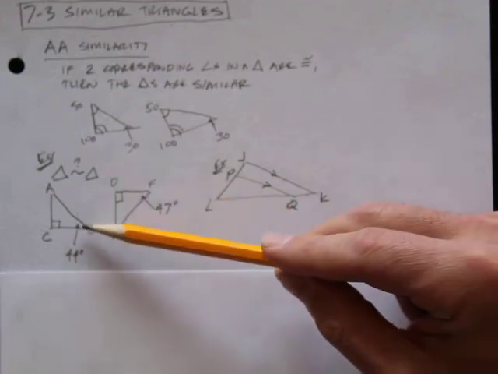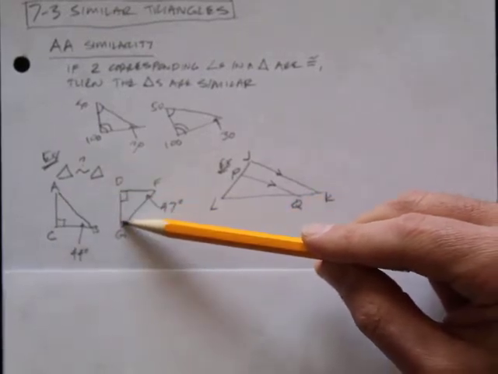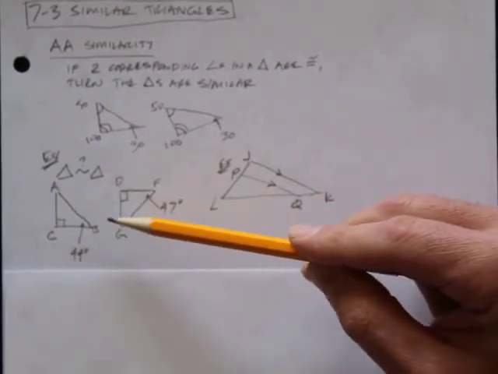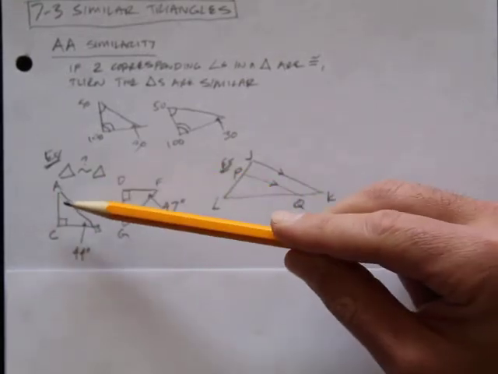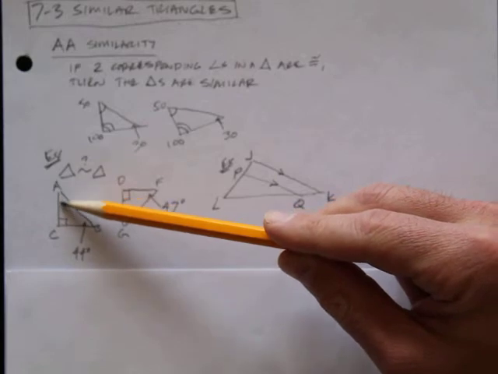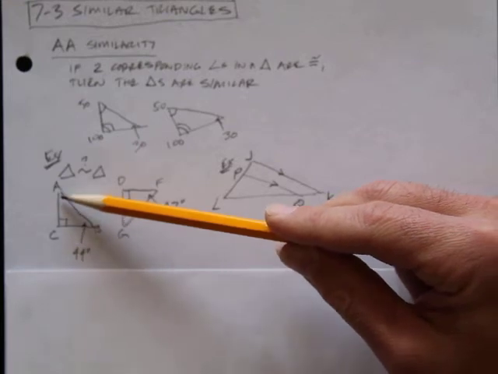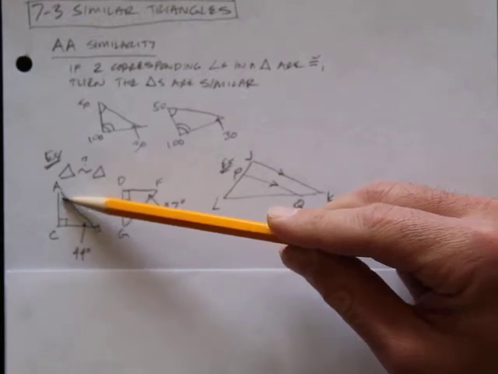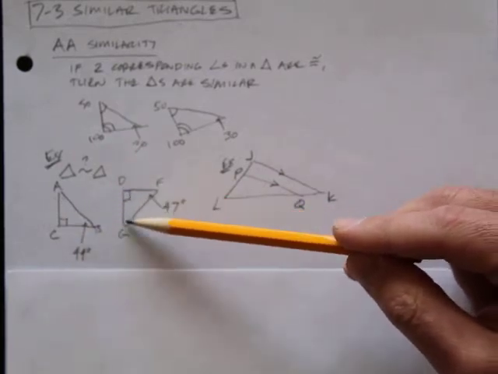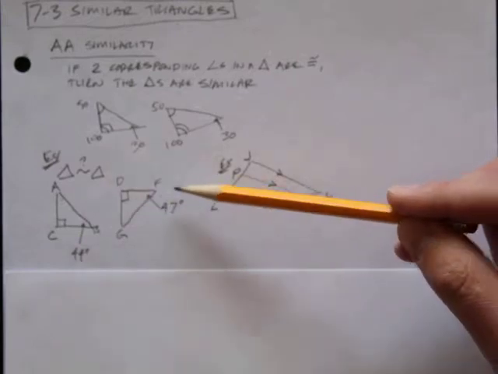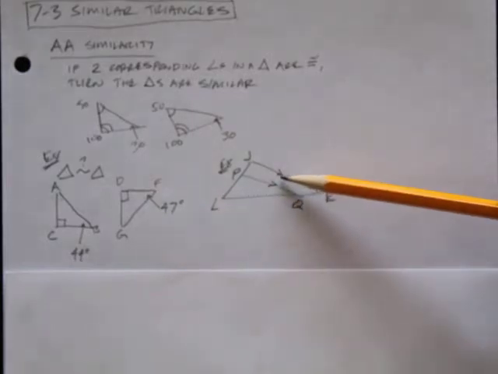Now, if A is 47 degrees and G is 44 degrees, then these are similar. But what is angle A? Angle A is 180 minus 44 minus 90. So angle A is actually 46 degrees, and so these two are not similar because their corresponding angles are not congruent. So I know these are not similar. No, not similar.